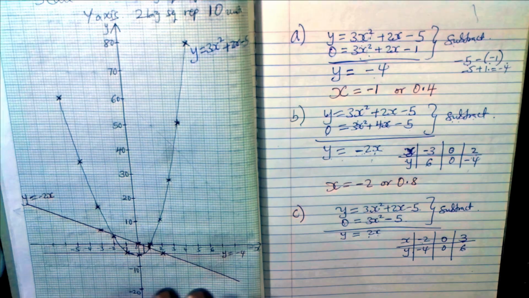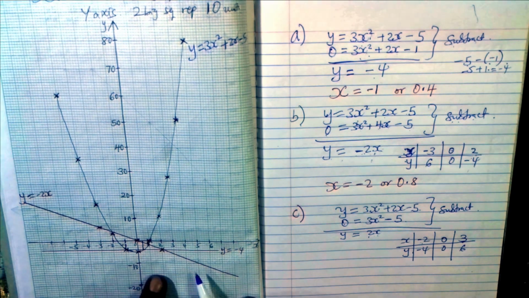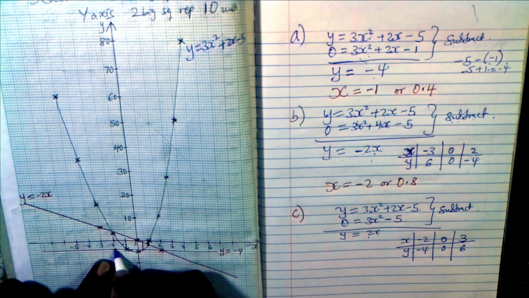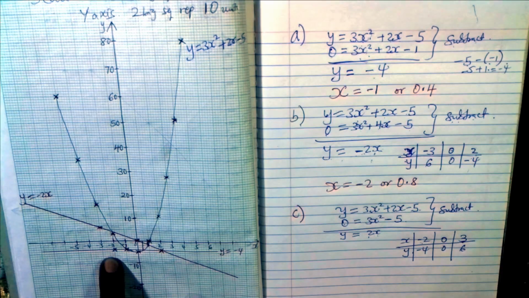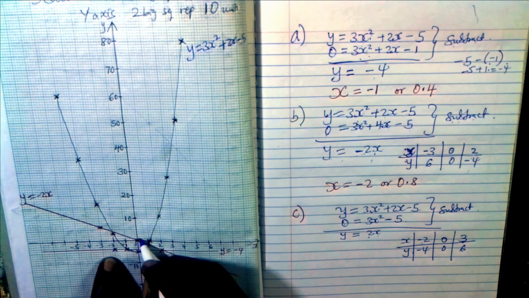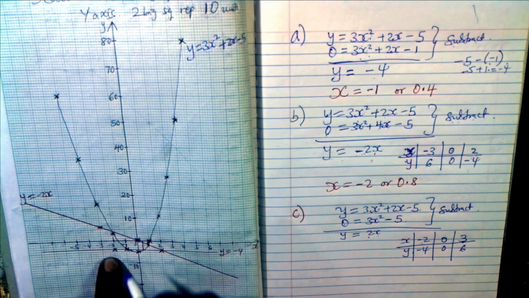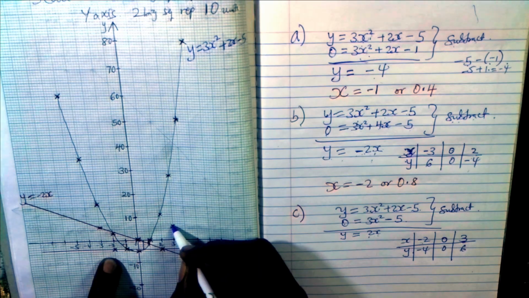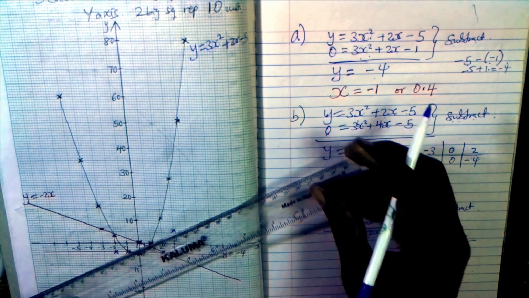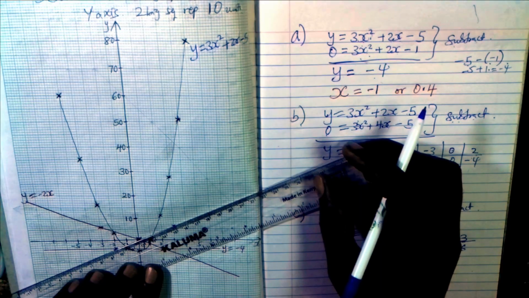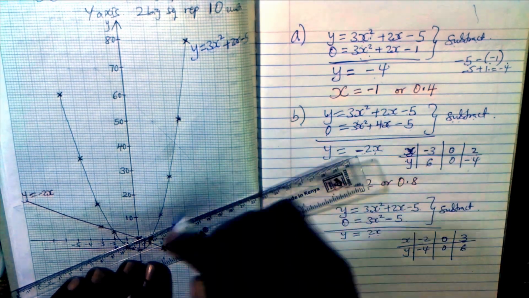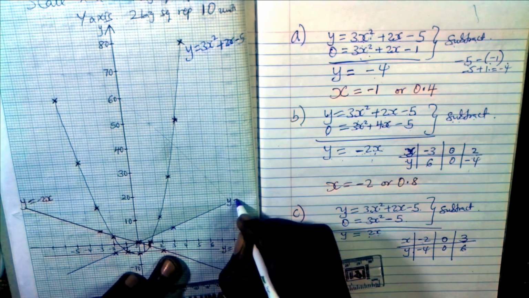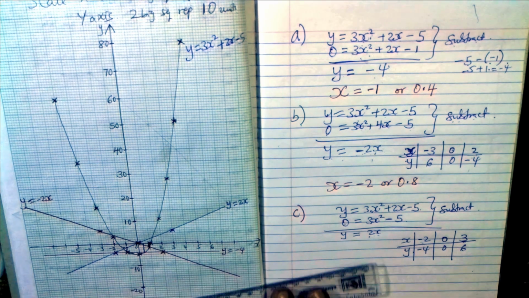Again, we plot the points. When x is minus 2, y is minus 4, so here is the point. Then when x is 0, y is 0, again that's the point. When x is 3, y is 6, here's a point. So again, we use a ruler and join all the points we have plotted. And this is the graph of the line y is equal to 2x.